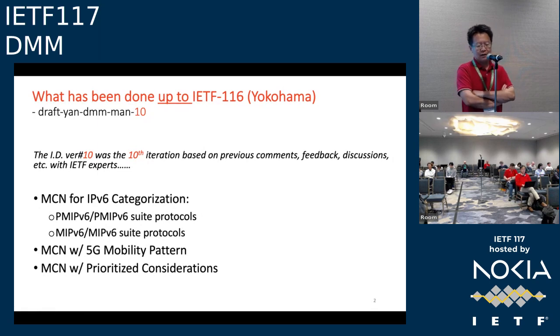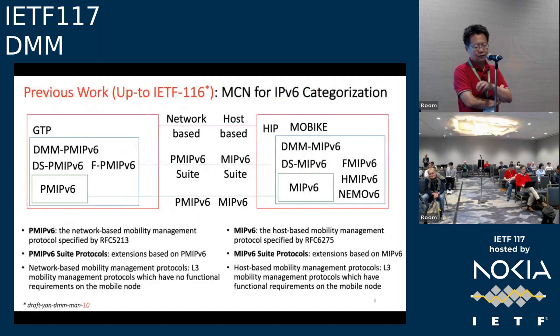Here it's just what has been done up to IETF 116 Yokohama. Yokohama was the 10th iteration. Basically until then, we collected the previous comments, feedback, and discussions from IETF experts. Then we summarized them for MCN, mobility capability negotiation on IPv6, like MIPv6 or proxy MIPv6, and also MCN with the 5G mobility pattern. At the end we summarized some prioritized considerations for the MCN negotiation protocols, how to select which one based on a priority list.